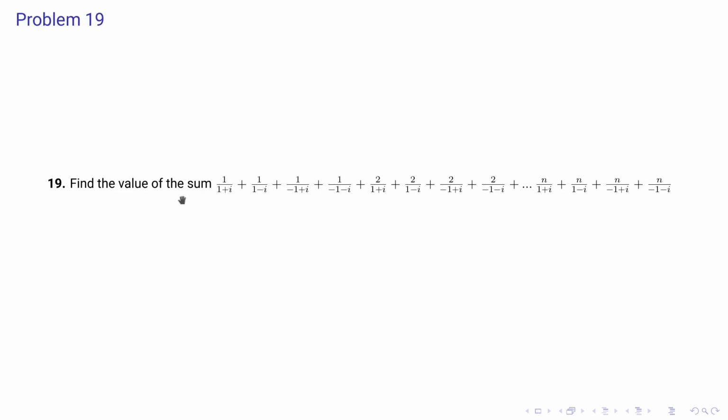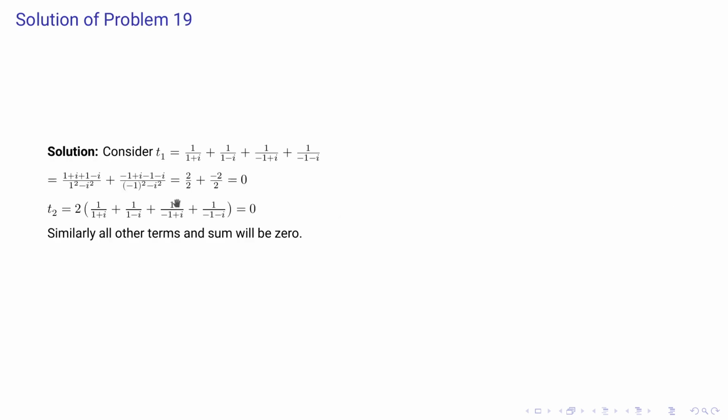Problem 19 says: find the value of the sum 1 by 1 plus i plus 1 by 1 minus i plus 1 by minus 1 plus i plus 1 by minus 1 minus i and so on up to n terms. So we consider T1 is equal to 1 by 1 plus i plus 1 by 1 minus i plus 1 by minus 1 plus i and so on.